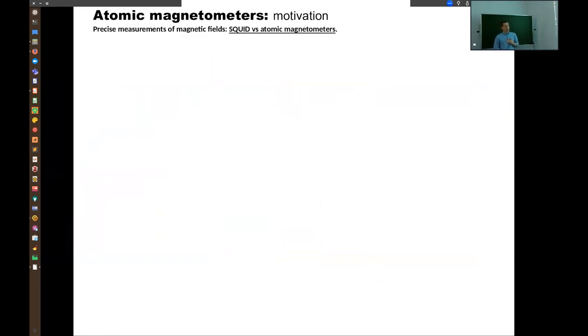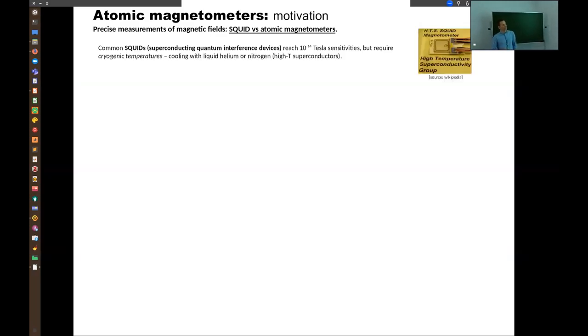So I put this slide because Krzysztof has asked me to give you some background, but this is more like a technological slide to argue why I actually find atomic magnetometers interesting. So I'll finish that this is not really research, more technology motivated, but I would like to tell you what's the current state of the art.